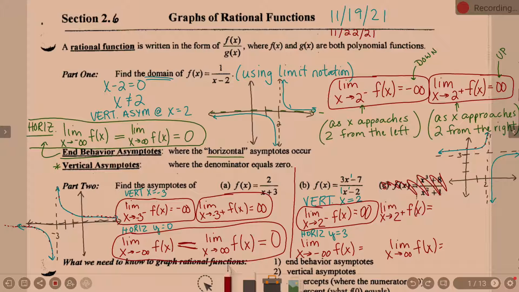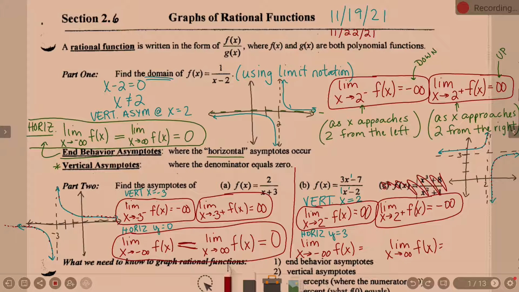Then it says as x approaches 2 from the right, from the positive side. So I'm going to start on the positive side of my graph, the right side, and I'm going to trace this graph. Where's my graph going as we get closer and closer to that asymptote of 2? It's going down. What is down? Negative infinity. Are you seeing how to figure these out?